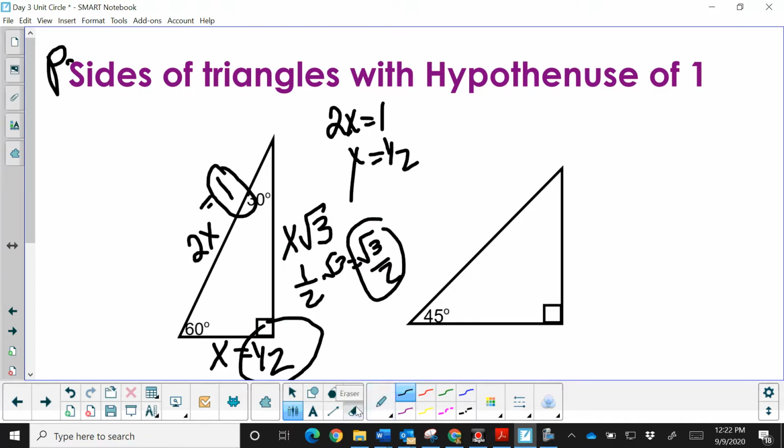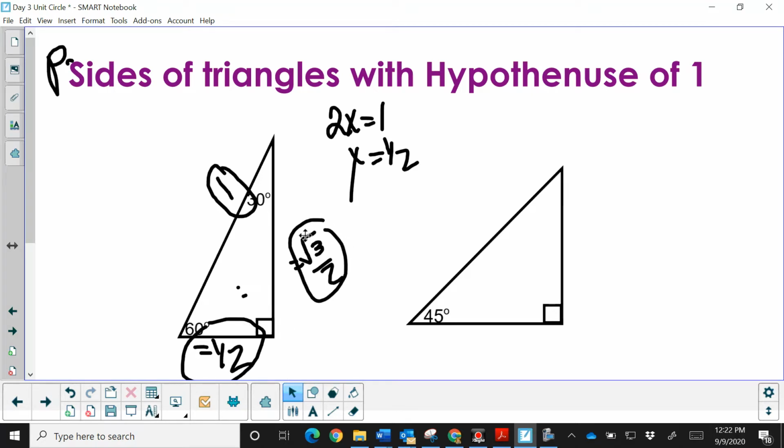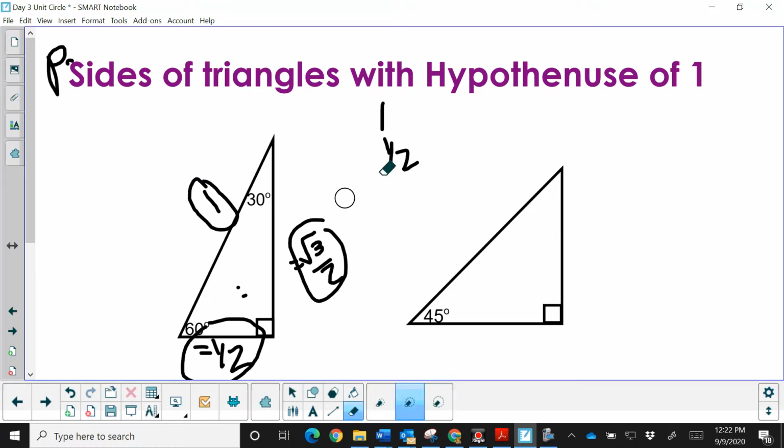The fact that the hypotenuse is 1, the short leg is 1/2, and the long leg is square root of 3 over 2. So I'm going to erase this work, it's unnecessary information for memorizing this triangle, but I wanted to show you where it came from. So short leg is 1/2, long leg is root 3 over 2, and the hypotenuse is just plain old 1. Okay, and that's your 30, 60, 90 rules for hypotenuse of 1.